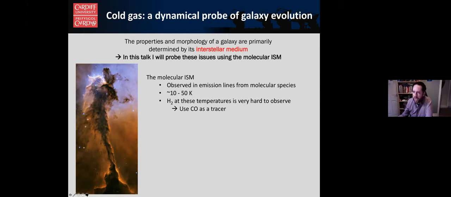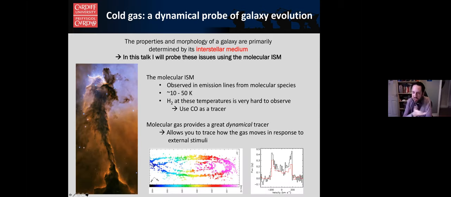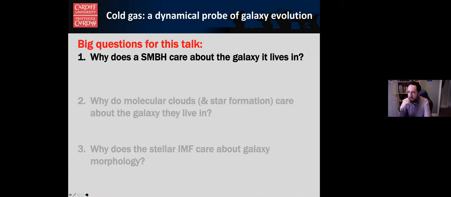But it's also a really nice tool to probe black holes, it turns out. And the reason for that is it's a great dynamical tracer. At these sort of temperatures, there isn't much pressure support for this gas. So it pretty much is a dynamically cold tracer, in most objects at least, that traces the underlying potential of the galaxy. And that is quite powerful when you want to study and estimate the masses of supermassive black holes. So I'm going to move to talk about the black holes now.